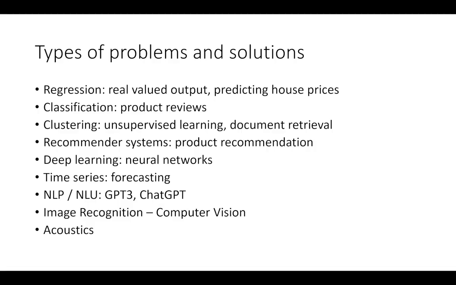Recommender systems, like product recommendation. For example, in Netflix, it recommends movies, or YouTube recommends videos for you to watch, or even Amazon recommends products to buy. So all these are recommender systems.